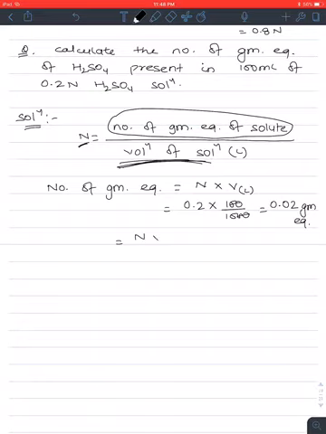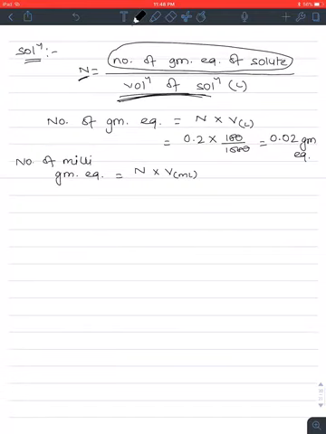Achha, if I'm writing it as normality into volume in milliliter, in that case what we will get? In that case we will not get number of gram equivalent, we will get number of milligram equivalent. So if I'm using volume in milliliter, we'll get milligram equivalent. If I'm using volume in liters, we'll get gram equivalent. Clear? This concept is also clear. So let's do one more question.